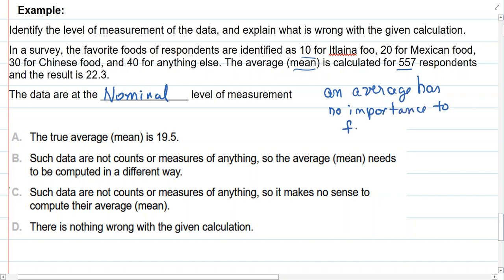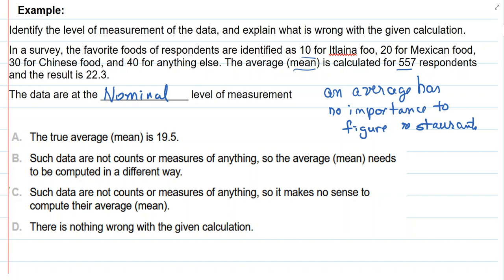To figure out restaurants, I mean, 22.2. Well, does that mean it's Mexican and Chinese? So you can't say that. Okay. So let's see what the choices are. The true average mean is 19.5. Meaningless.